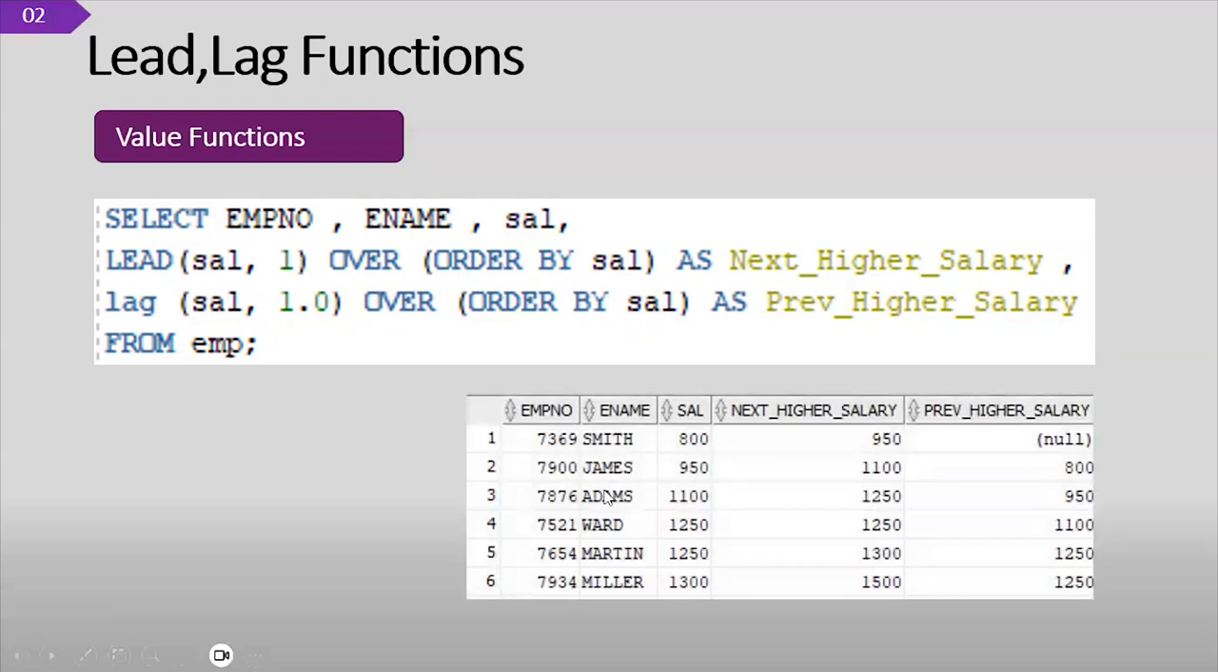Like here, Adam got a salary of 1,100, the next one was 1,250, the previous one was 250. But for Smith, he had no previous, so the previous one is null. If you put a default value, for example, you can put 0 instead of null.